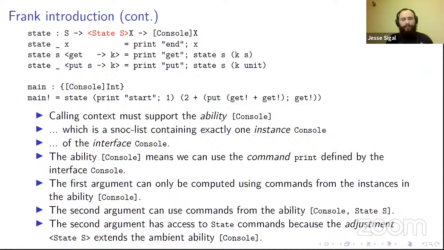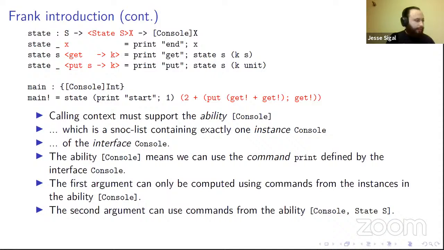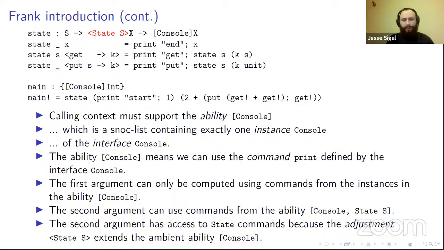So we can see here that in the second argument, we can use get and put. As a quick comment, the exclamation mark is nullary function application or thunk forcing, however you want to see it. That's the short, quick introduction to Frank. We'll go through and do some example evaluations for the handlers, which I'm going to introduce.